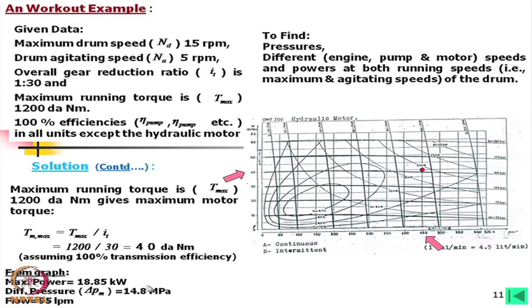So from this graph what we find, maximum power 18.85 kilowatt. How have I done this, can you see? This is 20 kilowatt and this is 15 kilowatt, and we have to estimate from these two curves; to me it is around 18.85 kilowatt. Okay. And what is the pressure? This is 140 bar, which means 14 megapascal, so it is around 14.8 megapascal we have estimated.